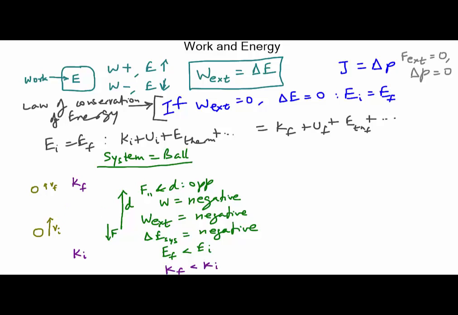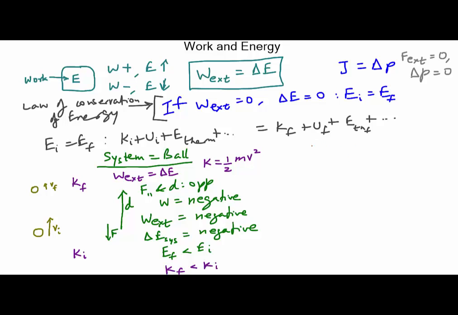And that makes sense. Remember, kinetic energy is energy due to motion, and it was just 1/2 mv squared. And the fact that it goes down is consistent with the fact that the ball slows down as it moves up. So we have seen how W external equals delta E works in this case.